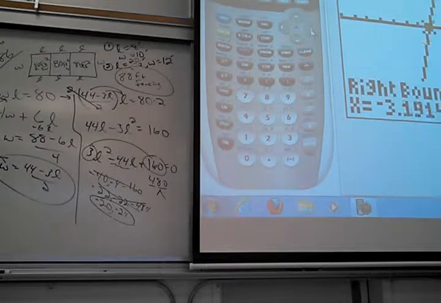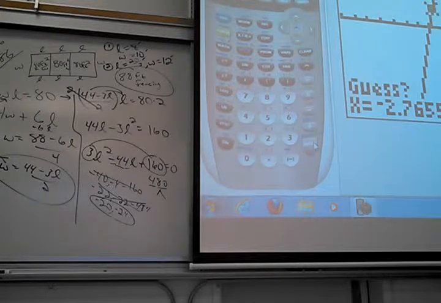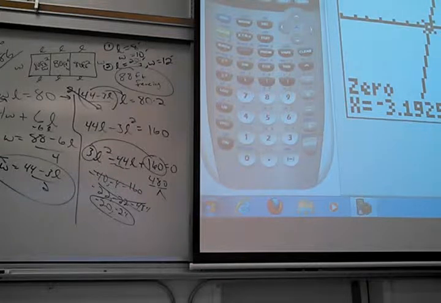Now go back to the answer, and now it's a right bound, so hit right twice. 1, 2. Enter. There's the right bound. And now the guess, I just put it right on top of what the answer looks to be, and I hit enter. So there's the answer right there, negative 3.19, blah, blah, blah.